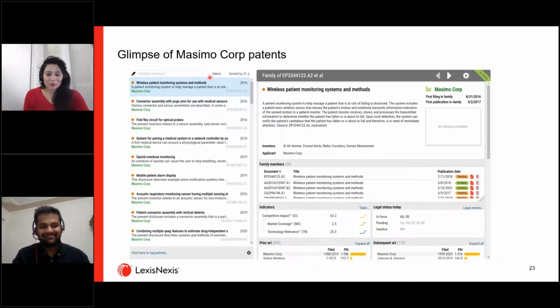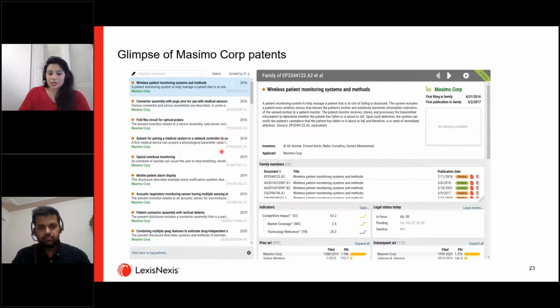So these are the Masimo Corporation patents. As we discussed, Masimo is in patient monitoring. It has oximeters, and what we see here is, again, monitoring systems of patients, alarms, and also wireless patient monitoring. And Masimo has been in the news. It has got FDA clearances one after the other.